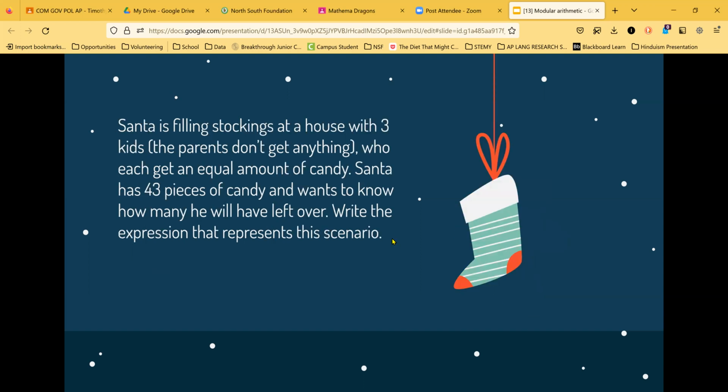Okay, Santa is filling stockings at a house with 3 kids who get an equal amount of candy. Santa has 43 pieces of candy and wants to know how many he will have left over. Write the expression that represents this scenario. Remember how earlier we had 97 mod 18 is equal to 7? So write in the chat an equation with modulo in it that would express this scenario.